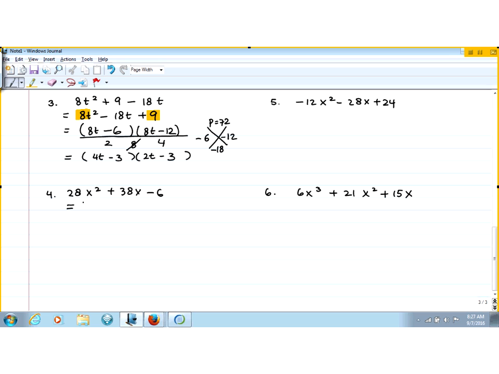Now, what do we do with number 4? Do we have a greatest common factor? 2, so we factor it out first. So 2 times, what is this? 14x squared plus 19x minus 3. Is that right? Okay. So what do I do with my 2? Well, we just copy it. That's my greatest common factor.